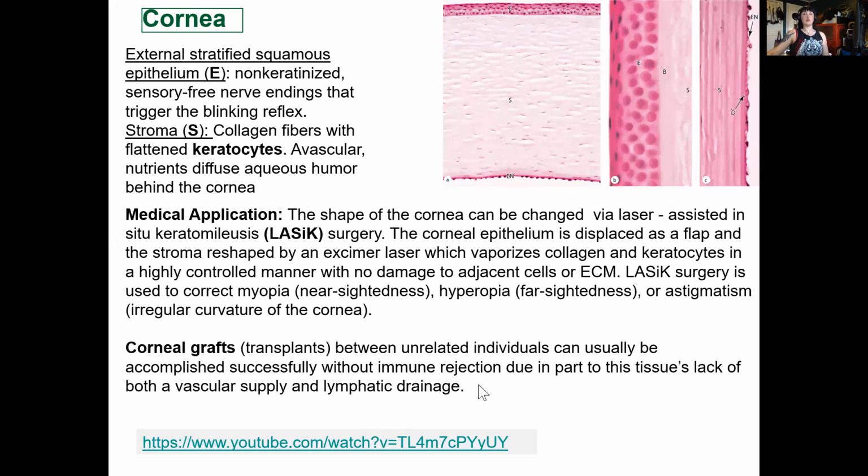Another application, I mentioned corneal grafts earlier. So if you have corneal cataracts for some reason, you can get a corneal graft, which basically they take a cadaverous individual's cornea and cut it out and then install it in you. And the reason that works is because of the lack of blood supply and lymphatic drainage. So it's a biologically inert structure, essentially. It's not unlike receiving cadaver bone or tendons, for example.